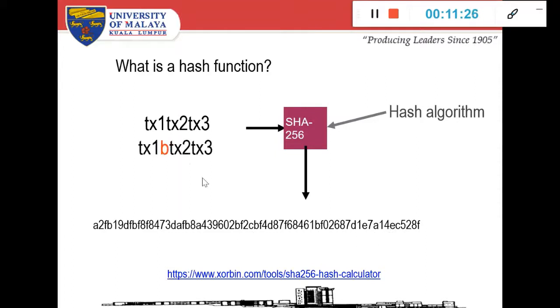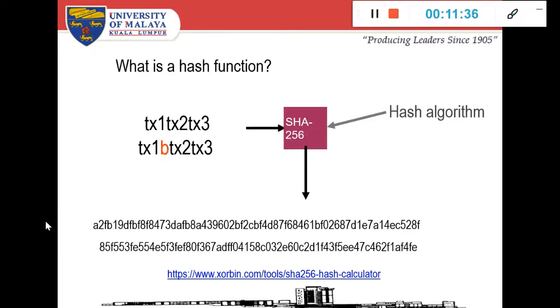Let's say you just add one more bit here, or you change from 1 to 2 or something else. It will totally create a different output. That's why it is difficult to go the reverse way. You have the hash output, and it is extremely difficult, almost impossible, to get the input.